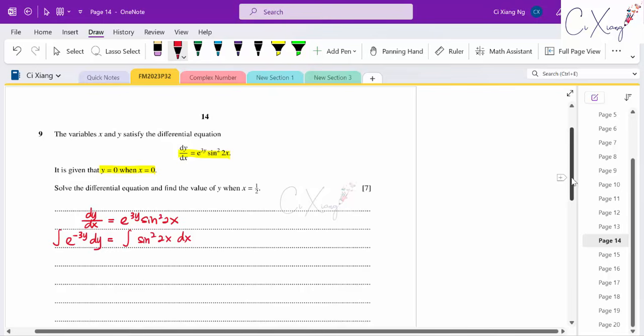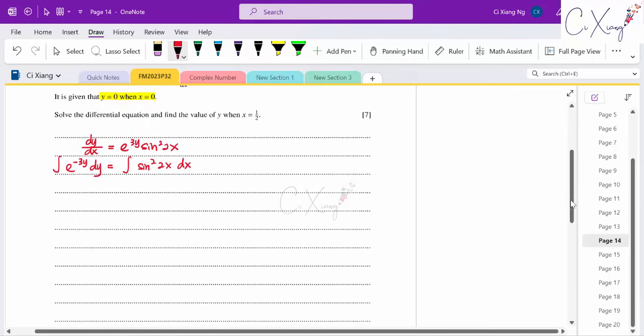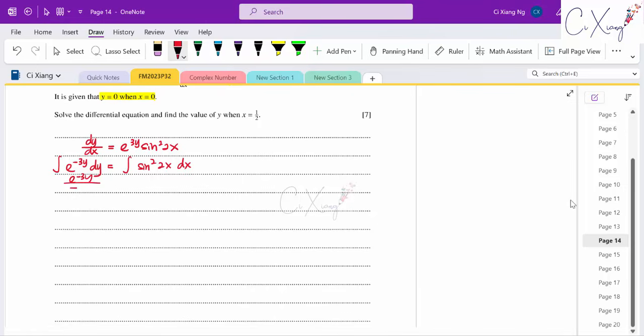So integrate e power negative 3y, I will get e power negative 3y divided by negative 3. You copy the original function and then you differentiate the power, where you get negative 3. Therefore, you divide by negative 3. And then for the sine square 2x here, we cannot integrate sine square 2x directly. So we have to think, is there any way that I can change sine square 2x, which has power 2, into something with power 1.